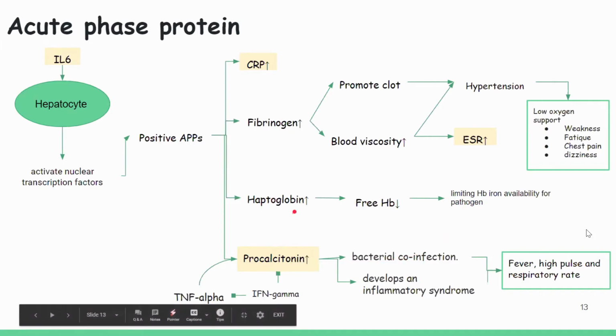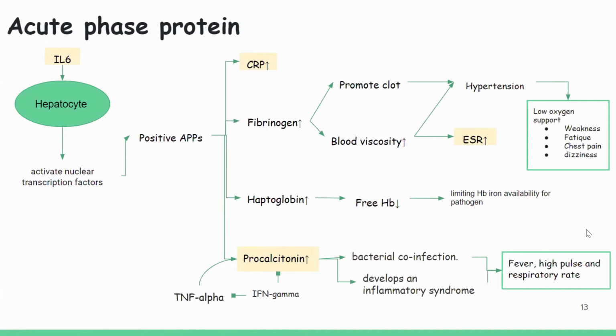For haptoglobin, the function is to clear free hemoglobin from circulation. High haptoglobin leads to decreased free hemoglobin and limits the iron available for the pathogen. Last is procalcitonin.